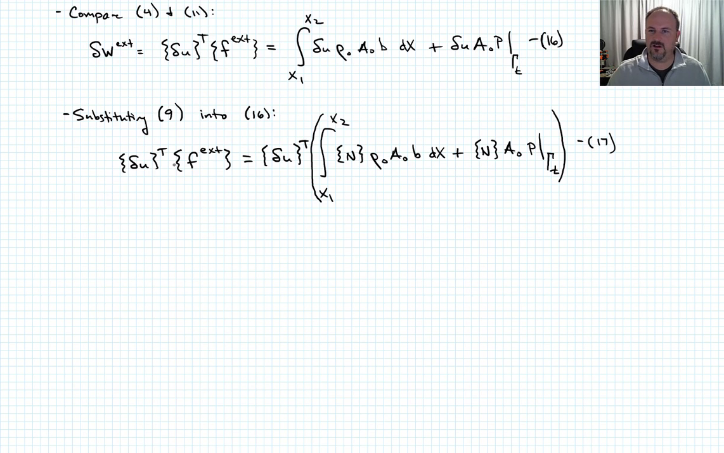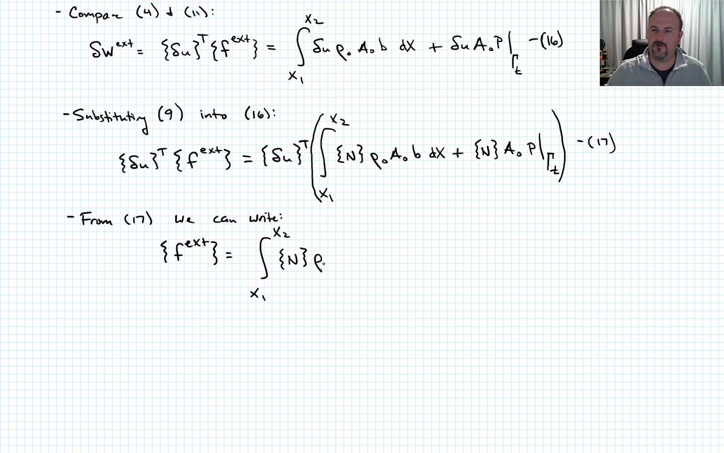So we do the exact same thing. We look at the comparator and say, aha, I know what the external force vector looks like now. So from equation 17, we can write the following. Right, the external force vector is going to be equal to the integral from x1 to x2 of n rho naught a naught b dx plus n times a naught p evaluated on the traction boundary. Call that equation 18.